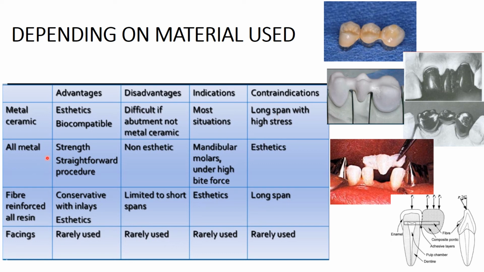The next one is the all metal. Now as the name says, it is made up of all metal. So the advantage is strength. Now as I said, metal is for strength. So if it is made up of metal, then there's the best strength which you'll get for the Pontic, and there's a straightforward procedure, like there's no complicated procedure for the all metal one as you're comparing it with the all ceramic one. The disadvantage is non-aesthetic.